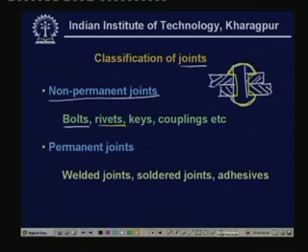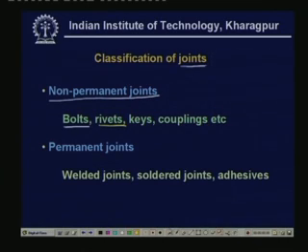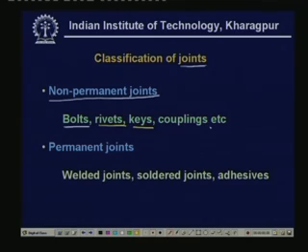Then we have keys. We shall spend some time talking about the keys. There are various kinds of keys known as sunk keys, feather keys, taper keys, etc. Couplings are normally used to join two shafts axially, and the joints should be a little flexible. We will study all about that in due course, but these are a few types of non-permanent joints.